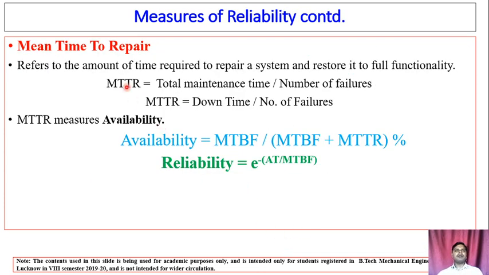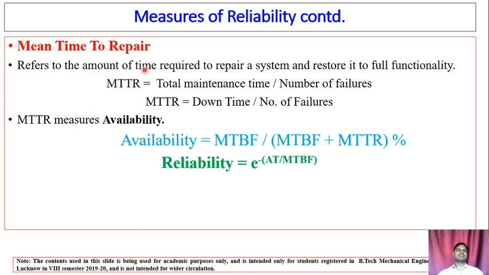The third parameter, applicable to repairable products, is mean time to repair. It refers to the amount of time required to repair a system and bring it back to its initial or fully functional condition. So MTTR, mean time to repair, is equal to the ratio of total maintenance time to the number of failures. That is, how much maintenance time it requires and how many failures occurred. So MTTR is equal to downtime upon number of failures.